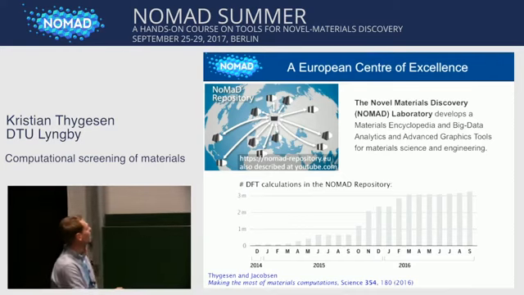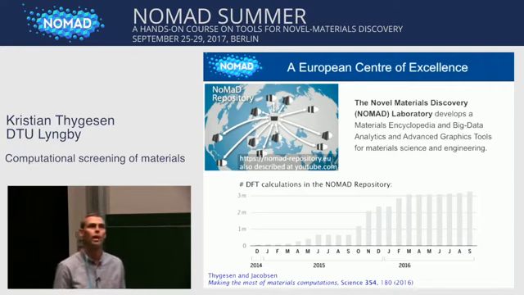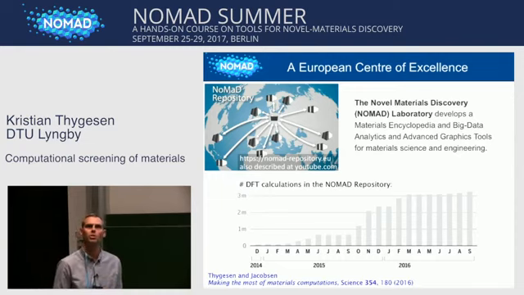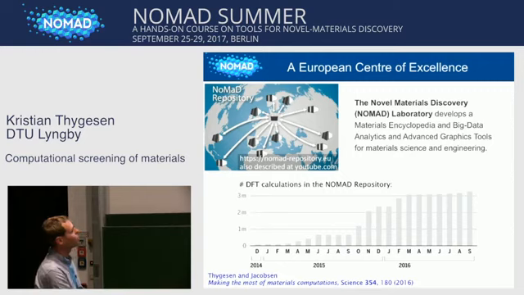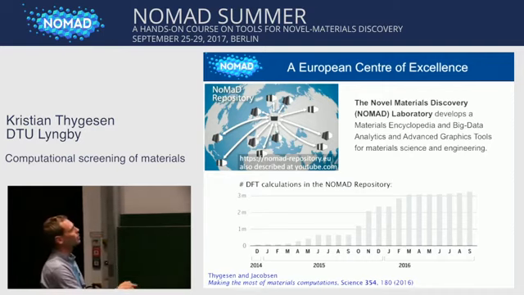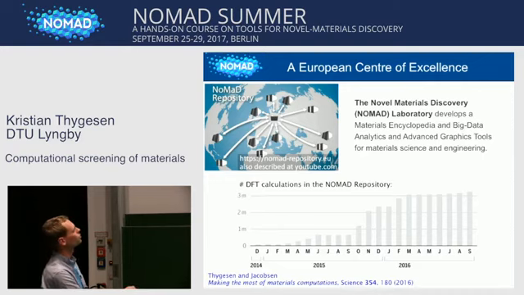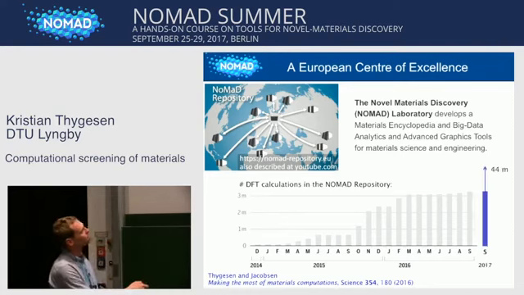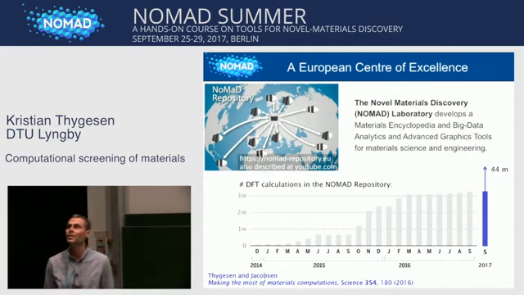Last year, my colleague Kristian Thygesen and I wrote a perspective in Science about computational screening of materials and big data approaches in material science. We made this view graph, which shows the number of DFT calculations stored in the NOMAD repository. We were a little bit concerned about the flattening out. Over here you can see in 2006 the number is staying at 3 million. But today there are actually 44 million DFT calculations in the repository.